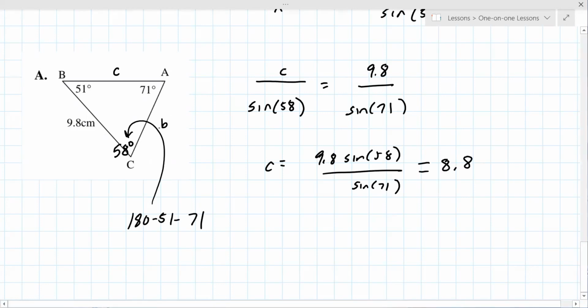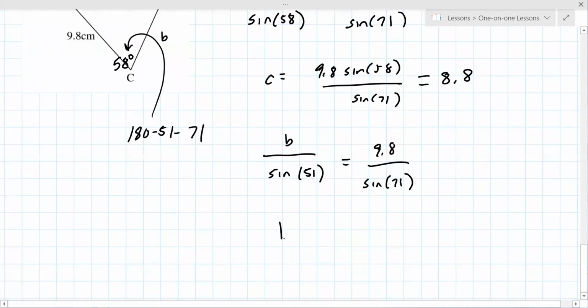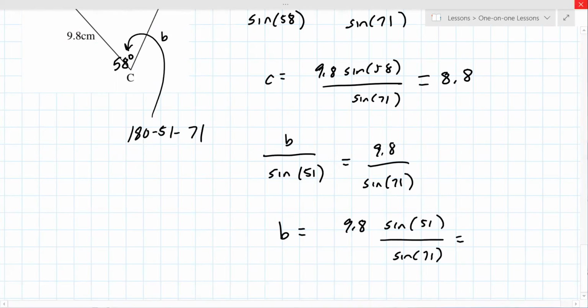Okay, and then to find b, it's the same way. It's b over sine of the angle across from it, 51 degrees. And then you can use either side angle pair, but I always try to use the given information in case I've made a mistake, because that way it's using given information rather than the calculated values. So let's see what we got here. Okay, 8.1. 8.1 centimeters. For some reason, your solution did not come with those values.